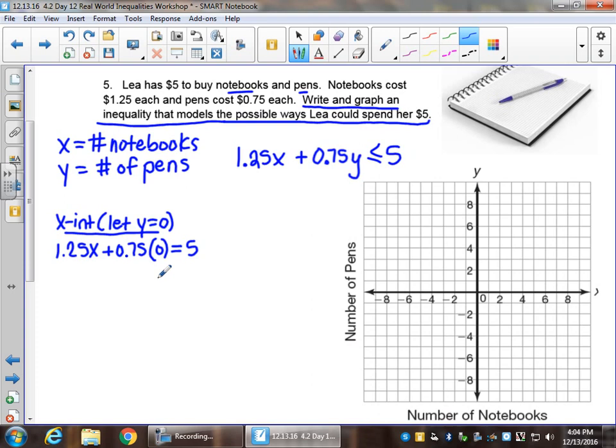When we are finding intercepts, we are momentarily going to treat this like an equation because we're actually solving for a single value. Anything times 0 is 0, so this becomes 1.25x equals 5. We'll divide both sides by 1.25. If you have not gotten a calculator yet, please press pause. Go grab your calculator so that you can do this math with me if this one is one you struggled with.